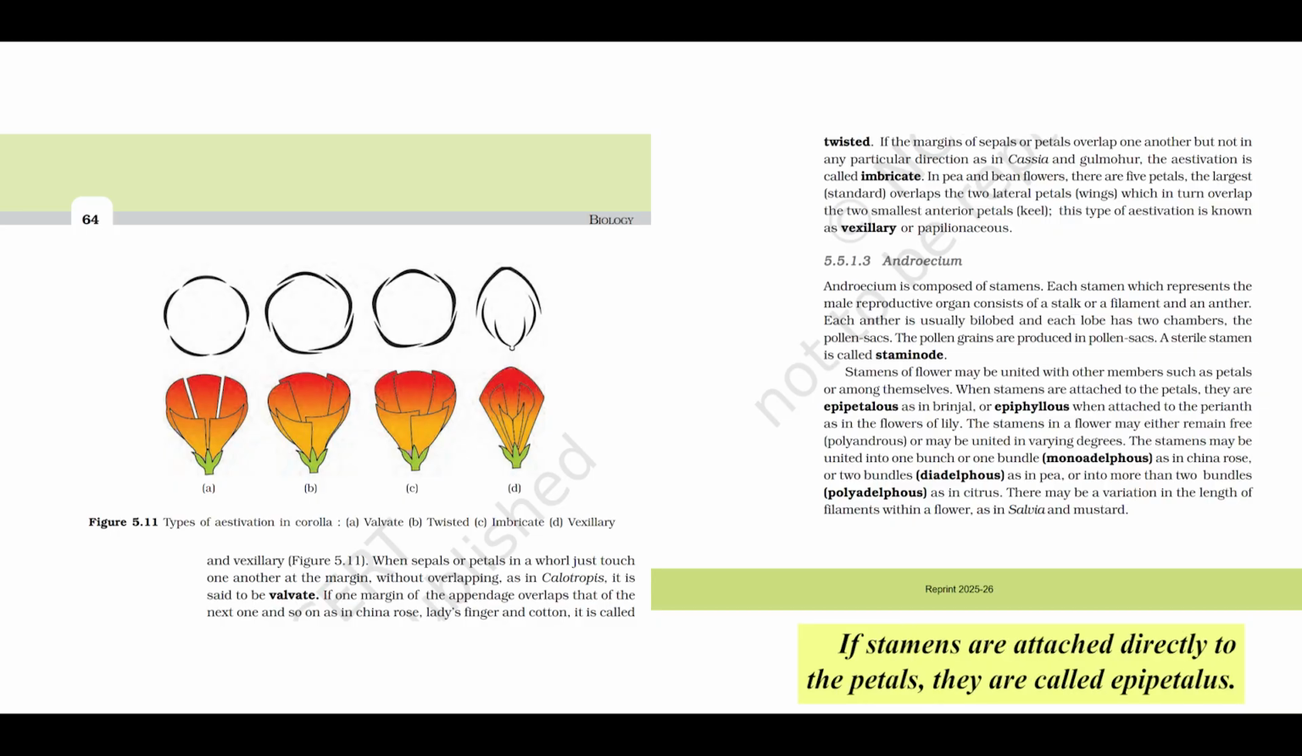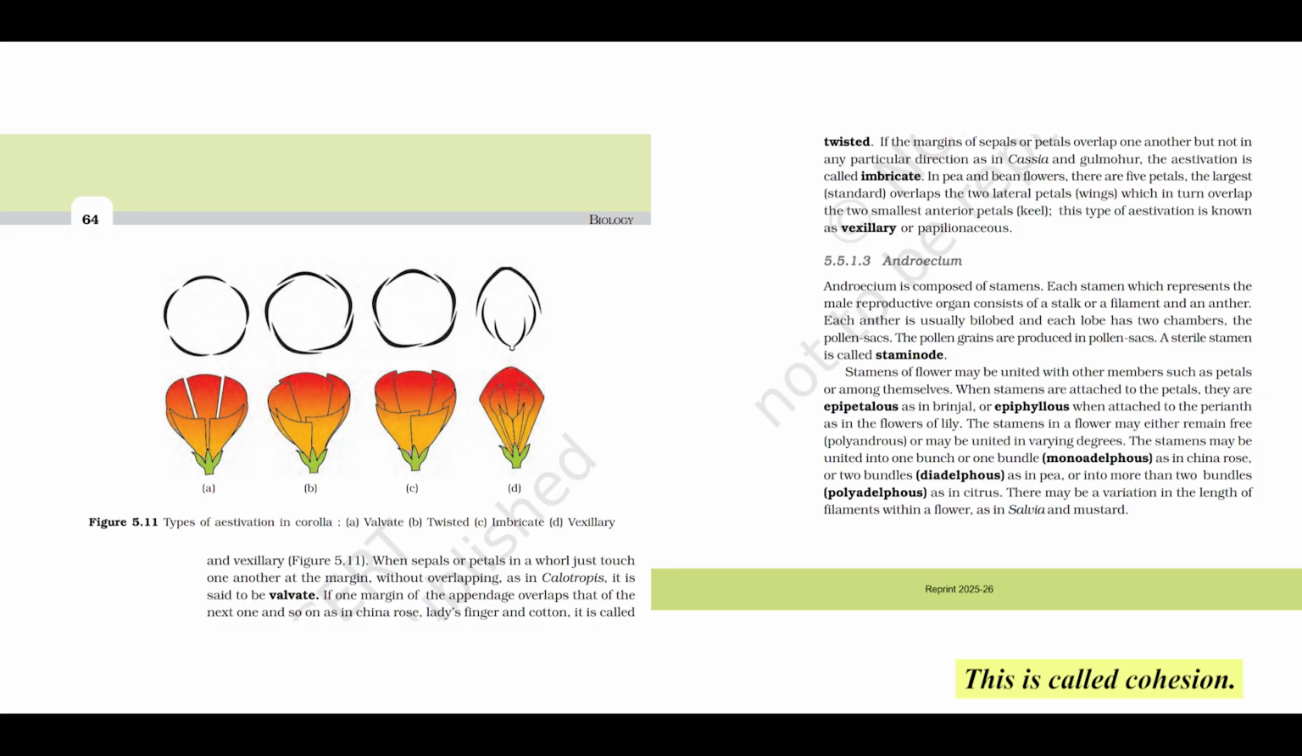If stamens are attached directly to the petals, they are called epipetalous. This is clearly seen in bridal flowers. If they are attached to the perianth, when calyx and corolla are undifferentiated, they are termed epiphyllous, common in flowers like the lily. Epipetalous on petals, epiphyllous on perianth. Got it. Furthermore, the stamens can show varying degrees of union among themselves within the same whorl.